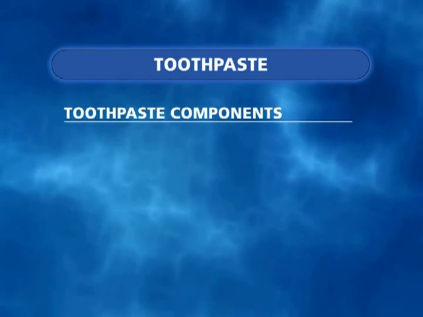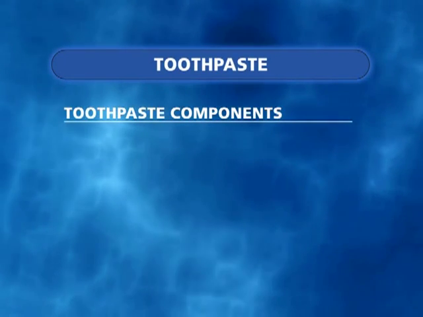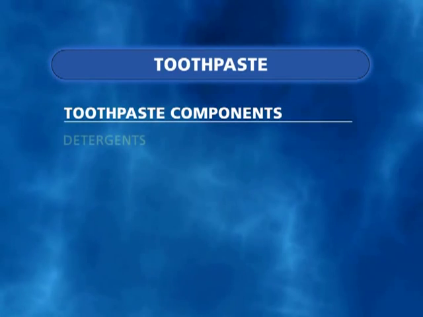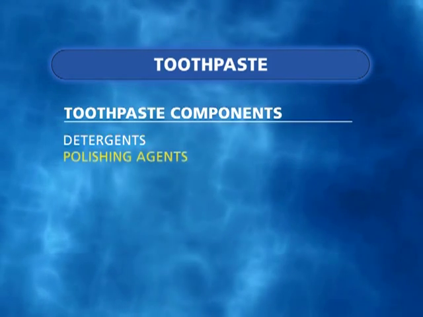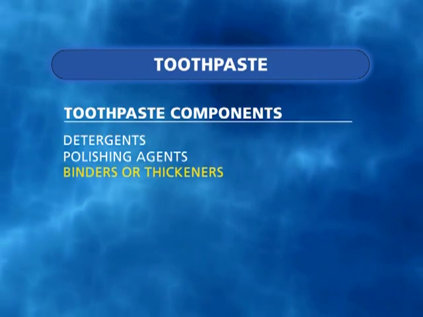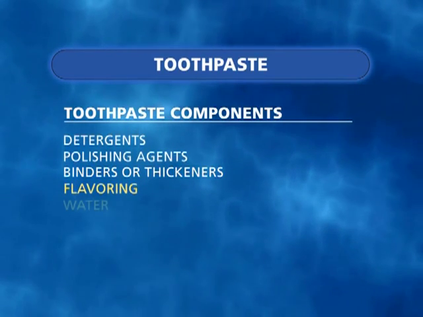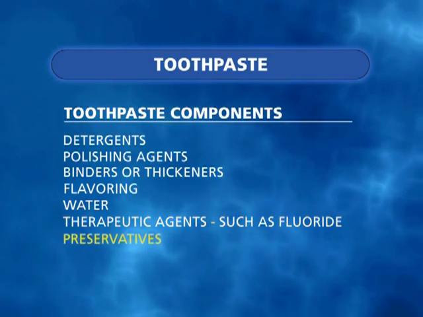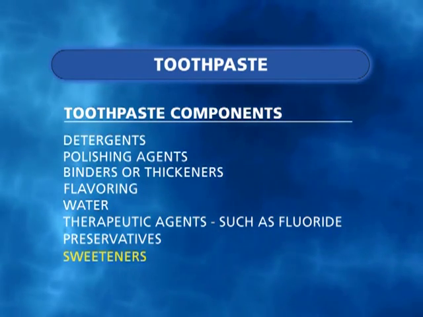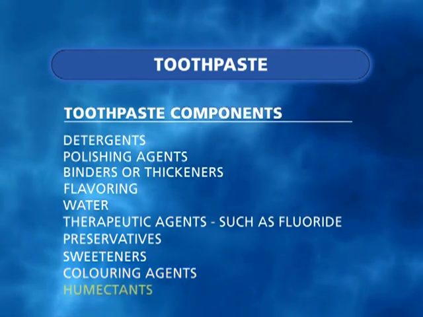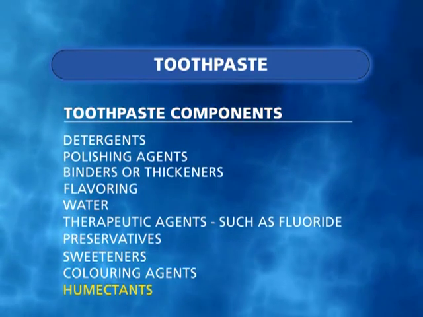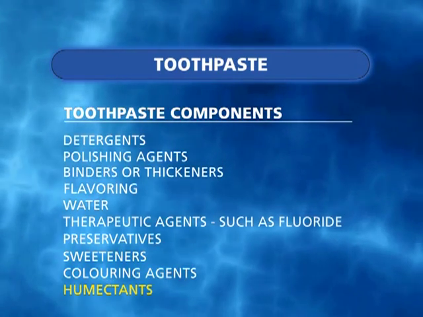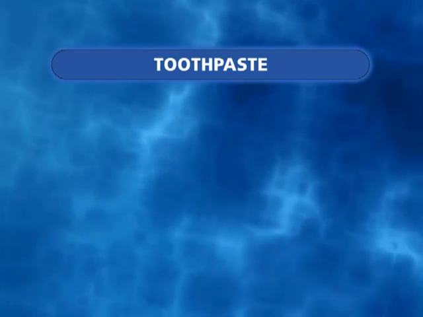All toothpastes have basic components. Most toothpastes today contain detergents, polishing agents, binders or thickeners, flavoring, water, therapeutic agents such as fluoride, preservatives, sweeteners, coloring agents, and humectants. Humectants are used to prevent the toothpaste from hardening when exposed to the air.